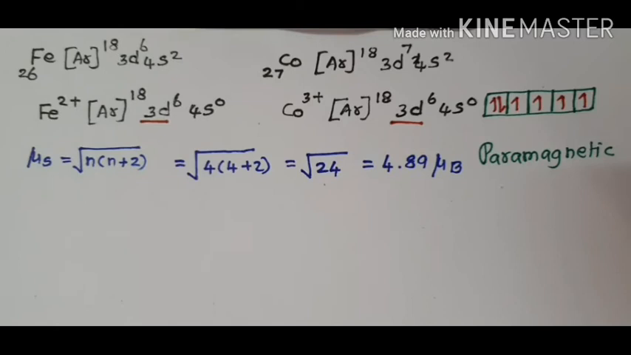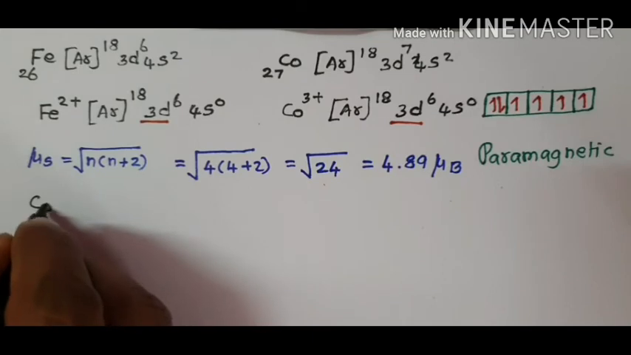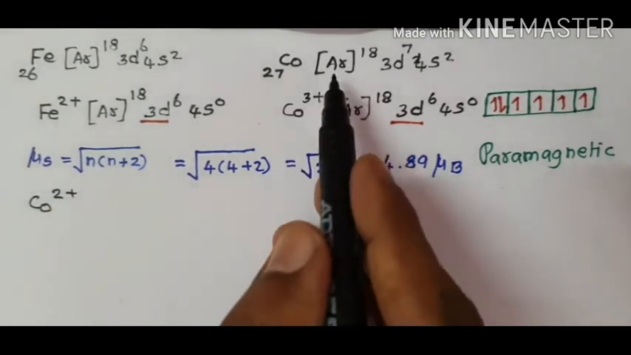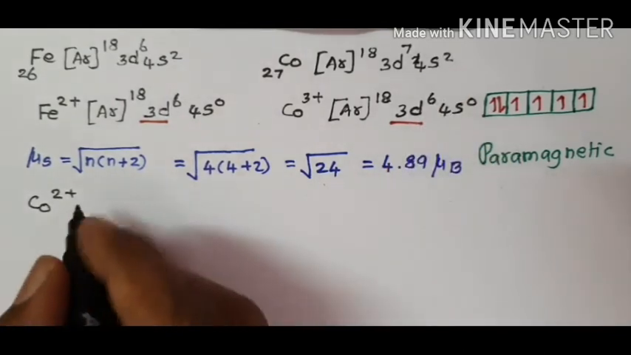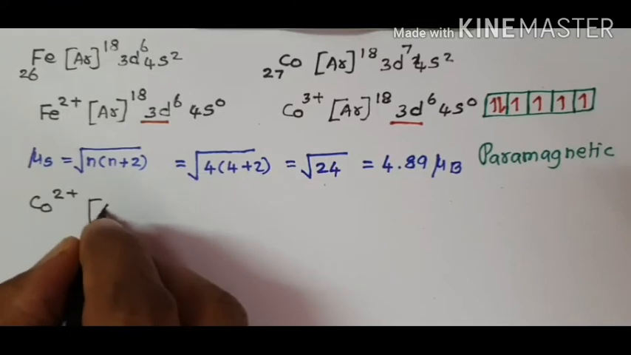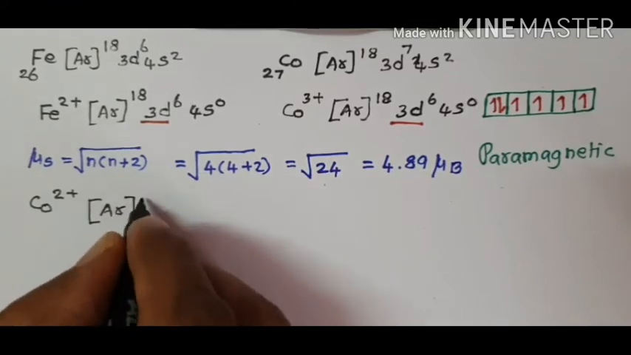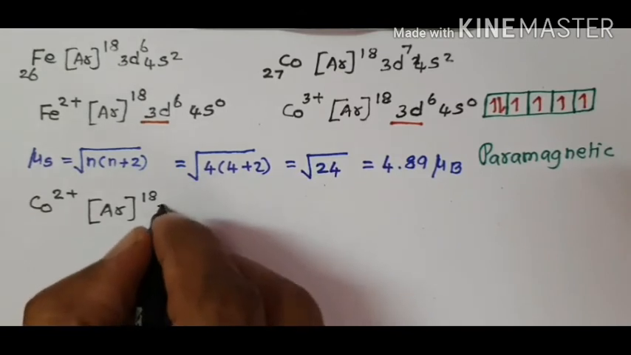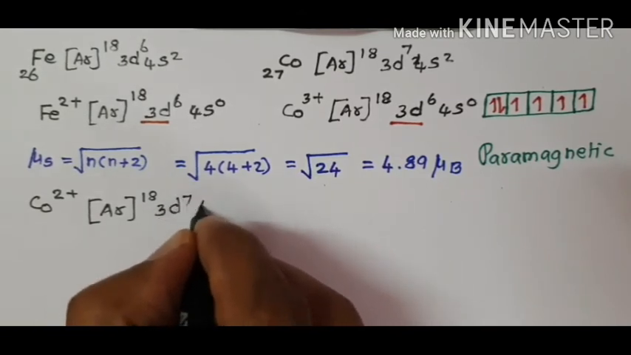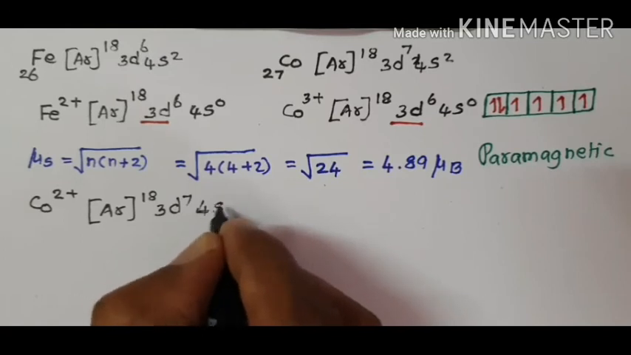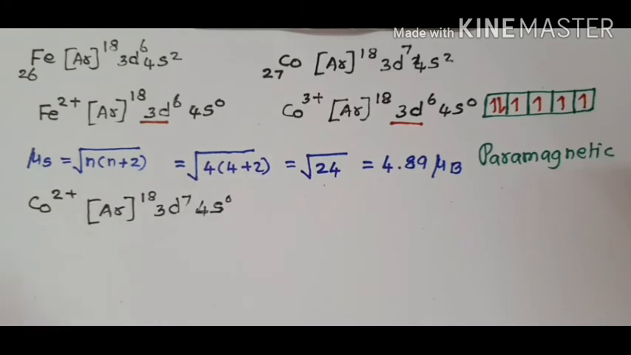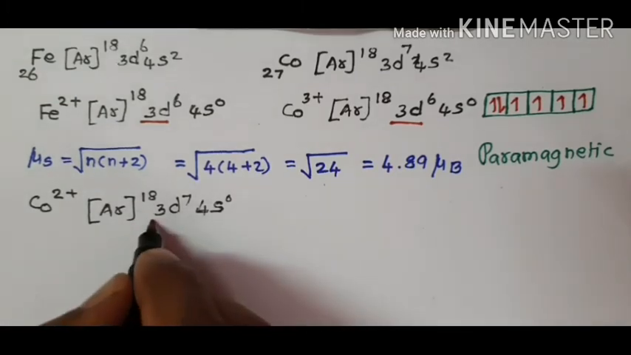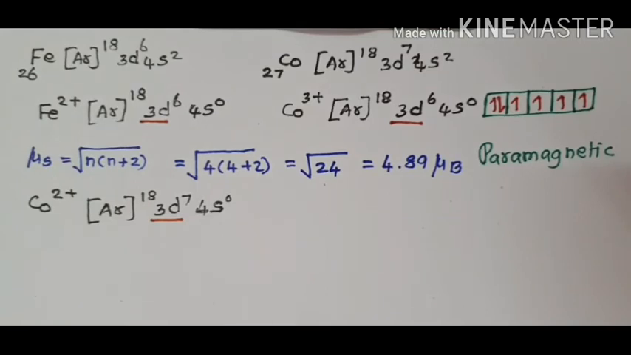Come to the Co2 plus ion. Cobalt 2 plus. Cobalt electronic configuration 3d7 4s2. If it loses these 2 electrons, the electronic configuration is argon 18 3d7 4s0. The number of electrons in 3d is 7.